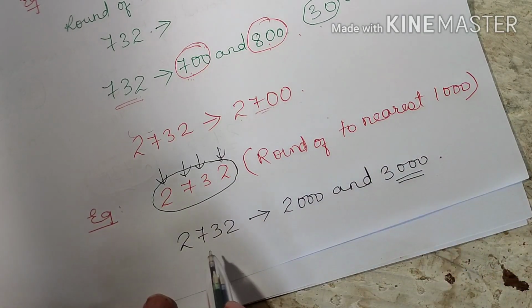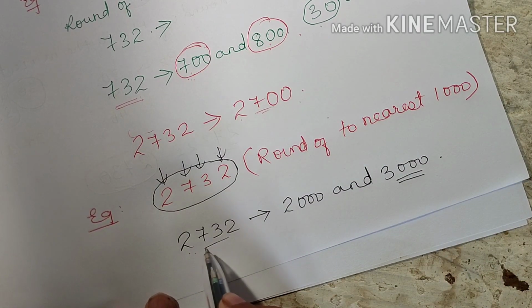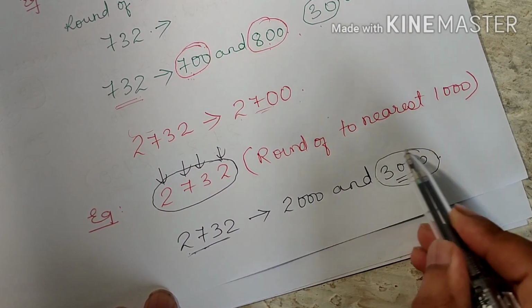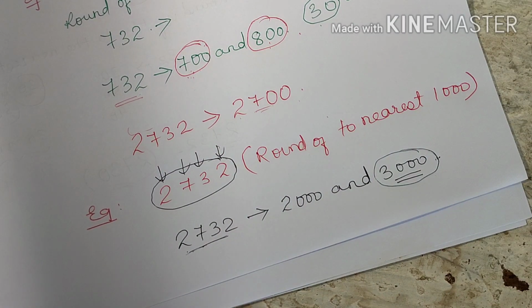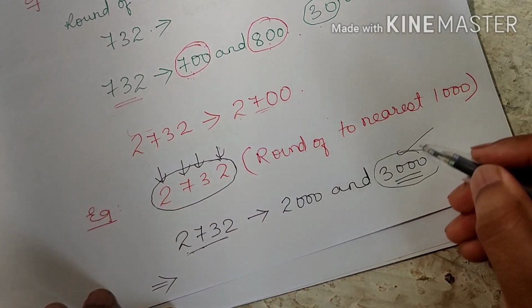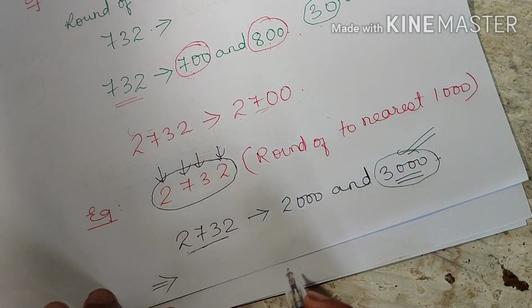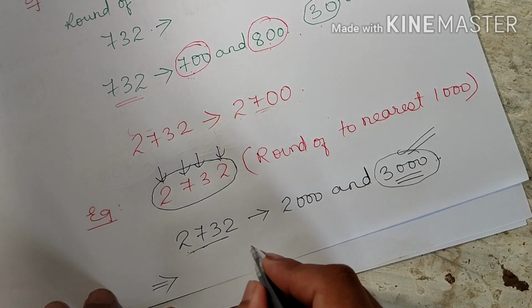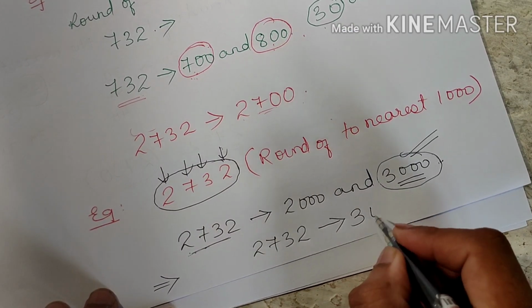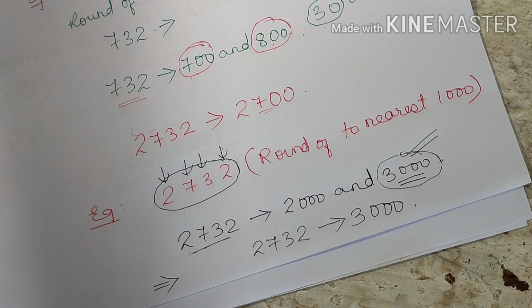2732 will be nearer to 3000, obviously. So the correct answer for this, how will you write? When you round off, finally we have taken this 3000. So 2732 will be rounded off to 3000 directly, isn't it? Because this is in the thousands place. Hope you understand, students.